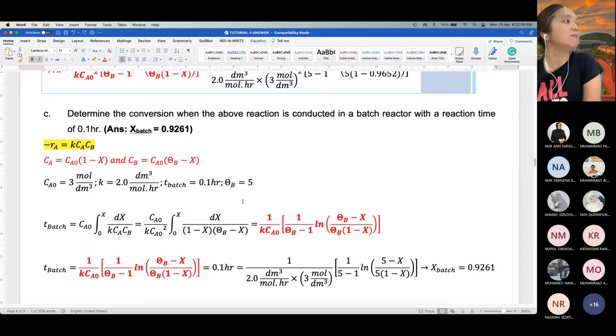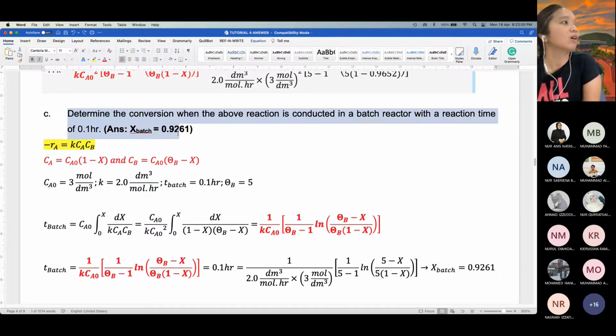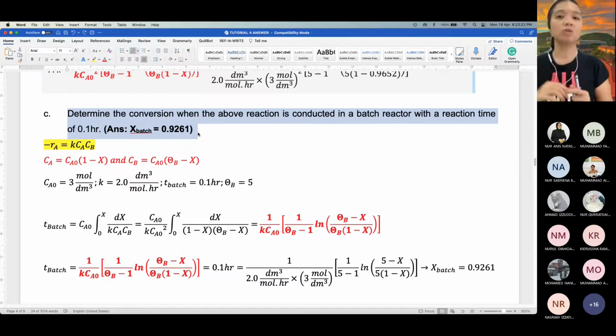It says, determine the conversion when the above reaction is conducted in a batch reactor with a reaction time of 0.1 hour. Okay, so now again we have to find conversion, but it is now a batch reactor. So again, you have to check. For a batch reactor, the equation is to find the reaction time. So you go and check.